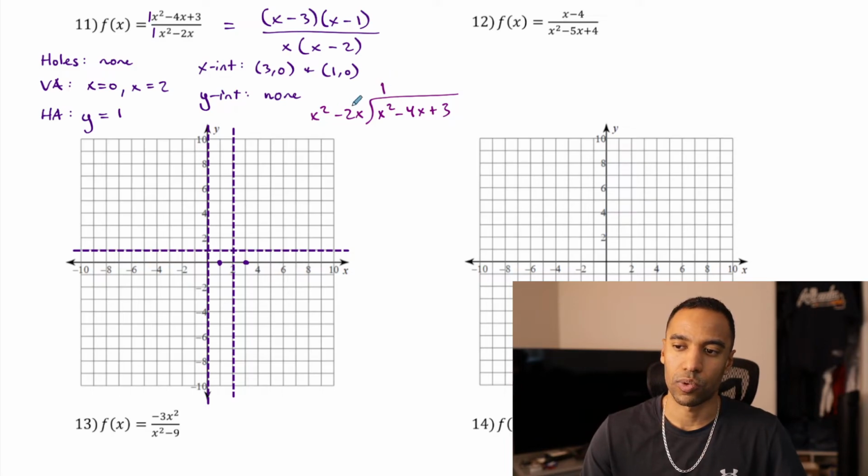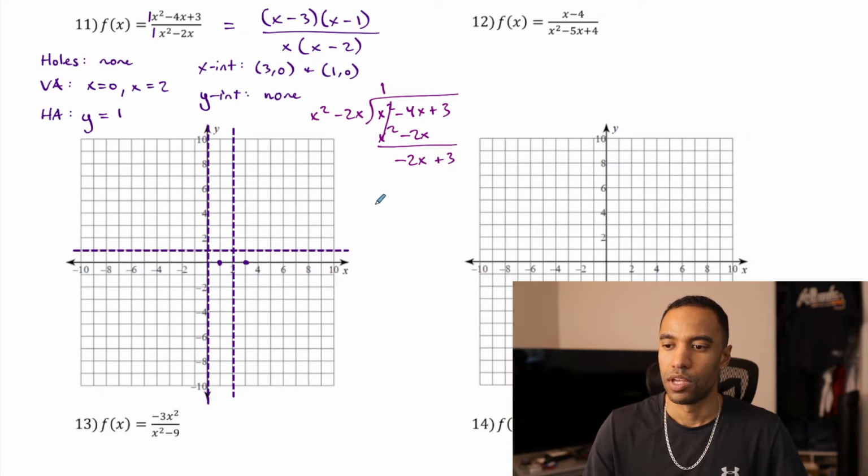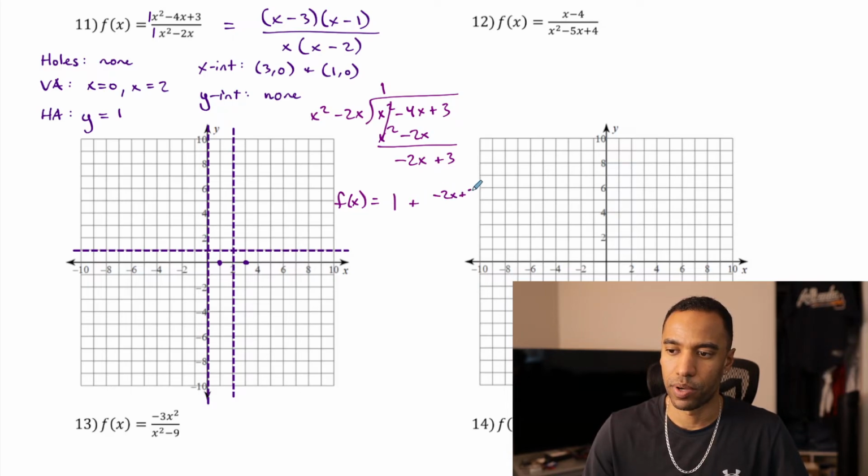X squared goes into x squared once. X squared times 1 is x squared. Negative 2x times 1 is negative 2x. Subtract here, you get negative 2x, and then that plus 3. So this becomes, as a rewrite, 1 plus negative 2x plus 3. I don't like to write it that way. I'd rather factor out the negative, but that's okay.